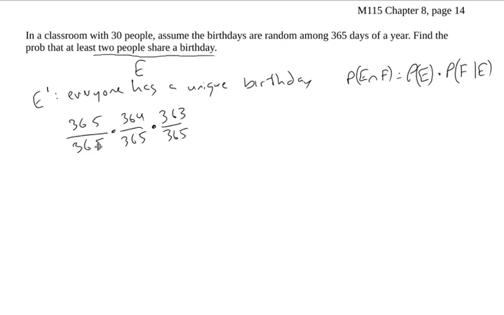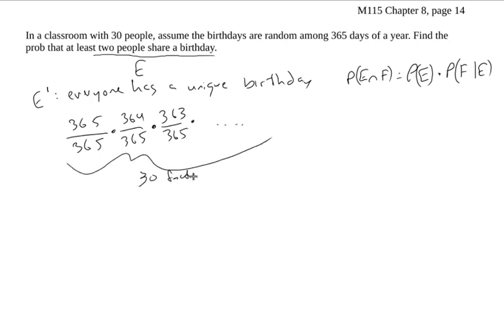So I'm saying the first person, the probability that they choose a unique number is 365 out of 365. The second person, the probability they choose a unique number, given that the first person has chosen a number, is now 364 out of 365. This person, the probability they choose a unique number is 363 out of 365, given that everyone previous to them has chosen a unique number, and so on. And this will continue until we have 30 factors.